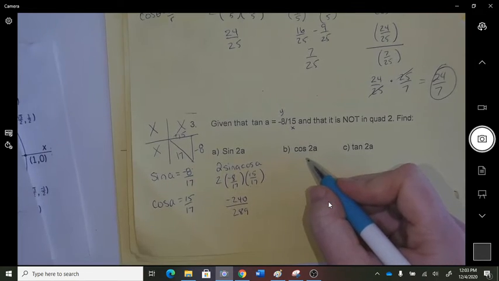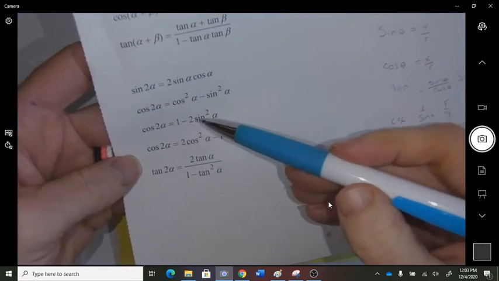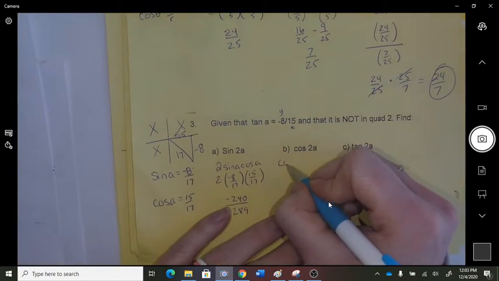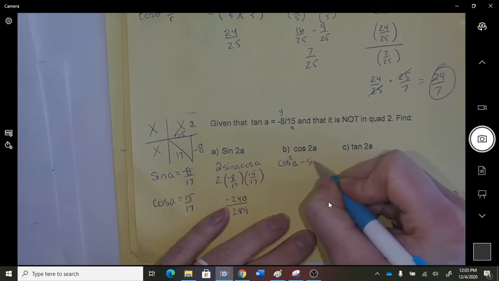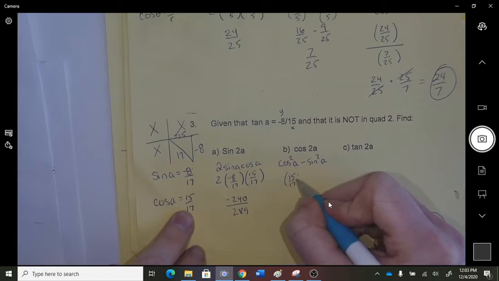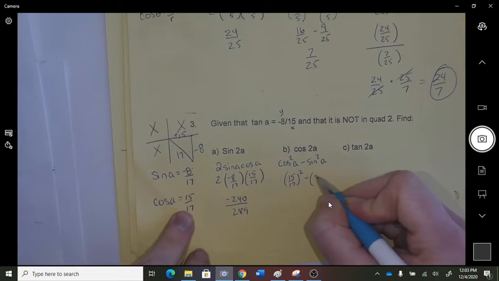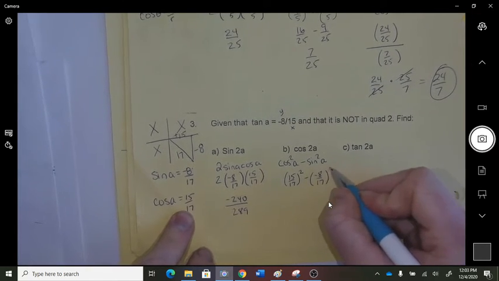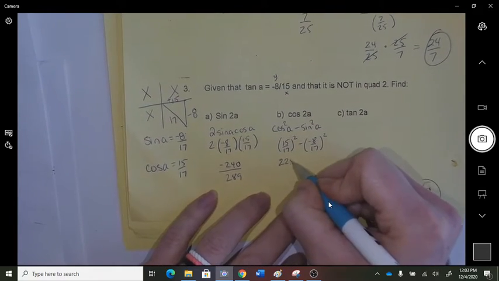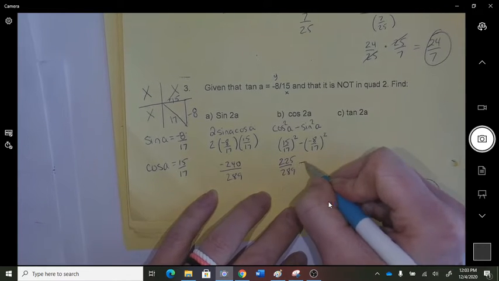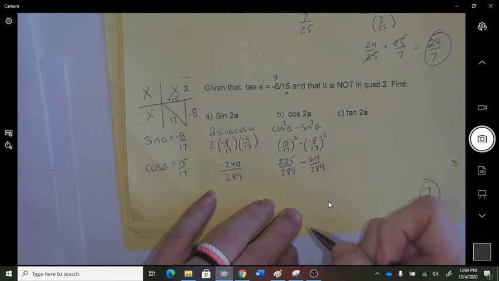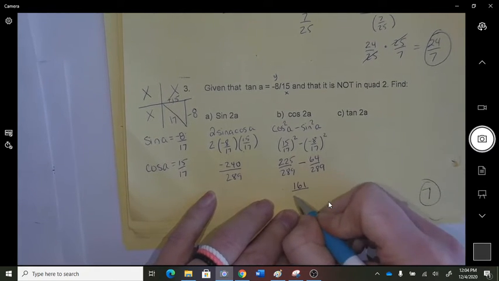Cos 2a, again, you can pick any 3 of these formulas. I'll just do the top one. So cos squared a minus sine squared a. Okay, so we get 15 over 17, but then we have to square it. And we have to square that. Okay, so this is 225 over 289 minus 64 over 289. And that would leave us with 161.